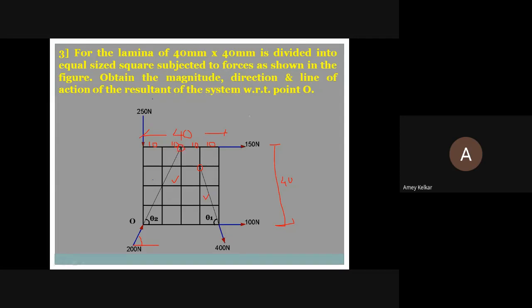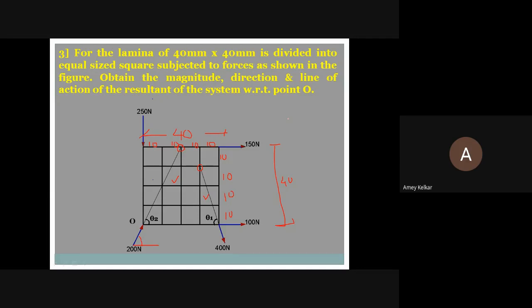Now again, this is a level 3 example, a bit tricky and complicated. Let's try and make it easy. So we have again here a square lamina 40 by 40. It is divided into a number of small squares. Each will be of size 10 by 10. So here also these will be all 10, and here also will be 10. Okay, so this is what we have with us. We have to solve with respect to point O.